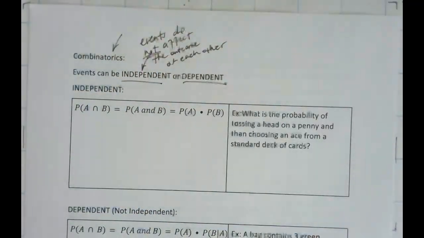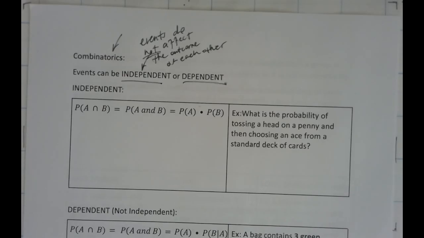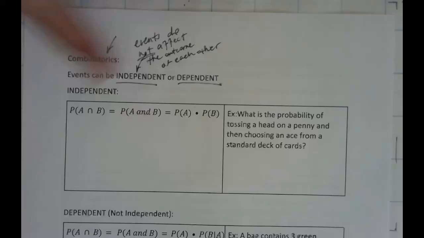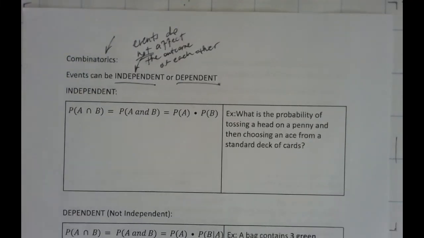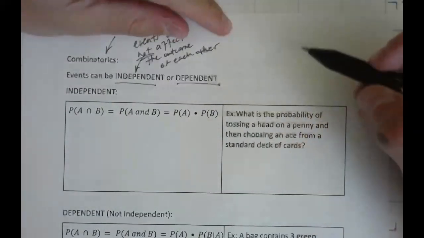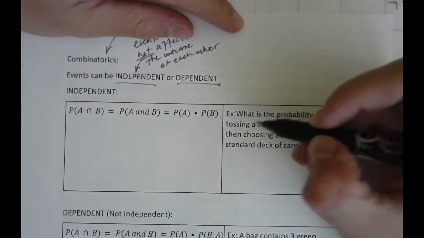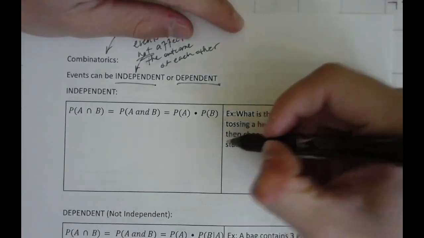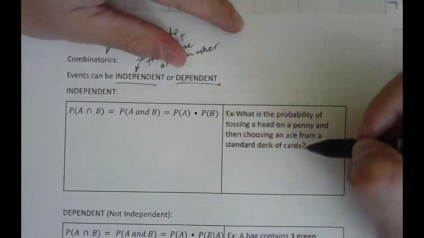Independent events do not affect the outcome of each other, is what I would say here. A good example, it could be anything unrelated to each other. Let me write this example down here. What is the probability of tossing a head on a penny and then choosing an ace from a standard deck of cards?